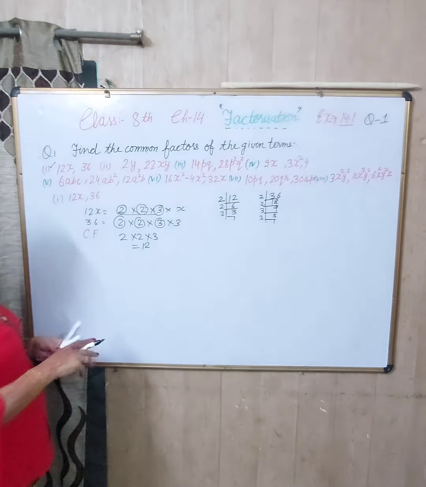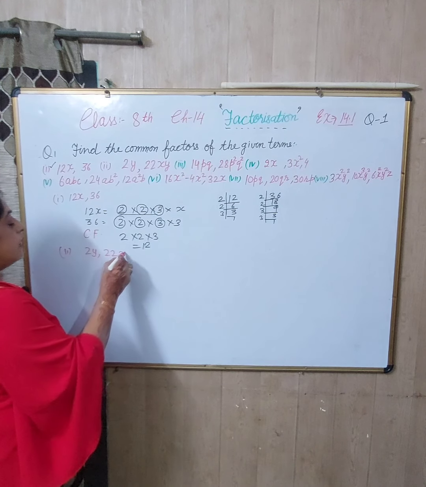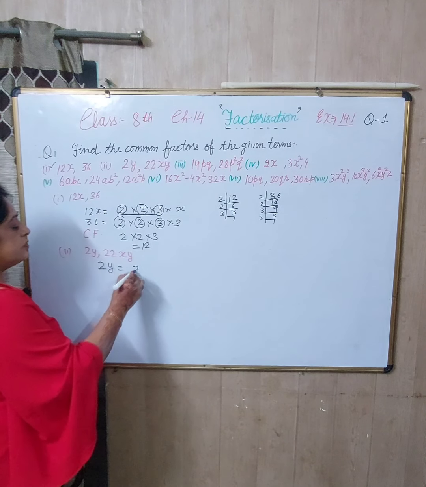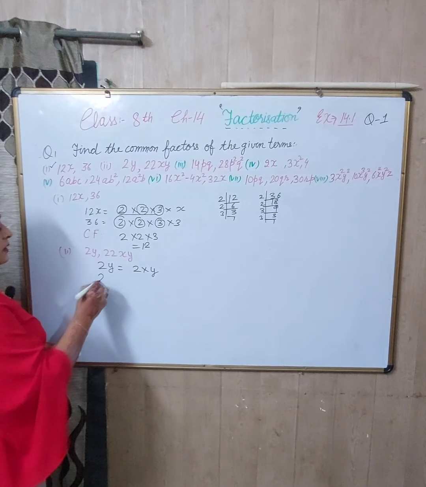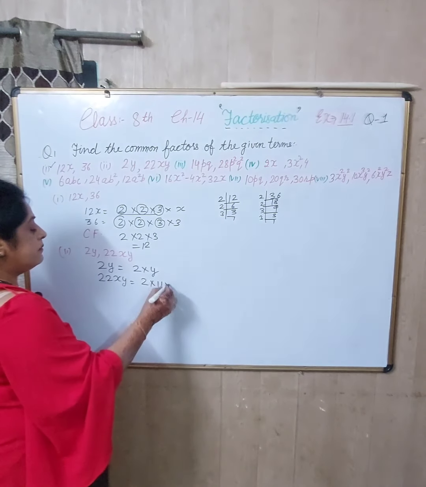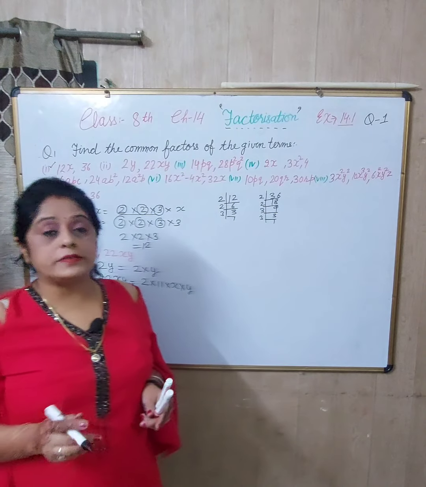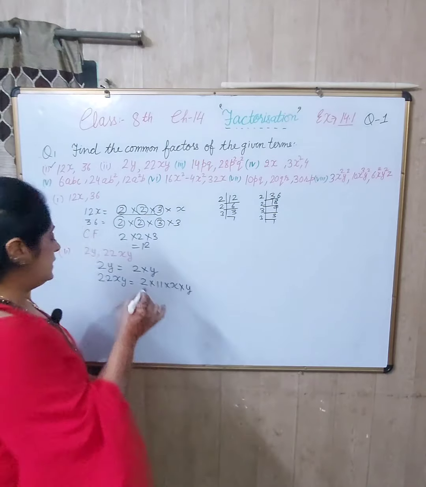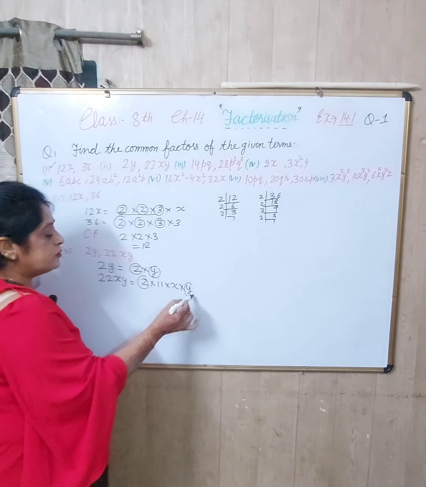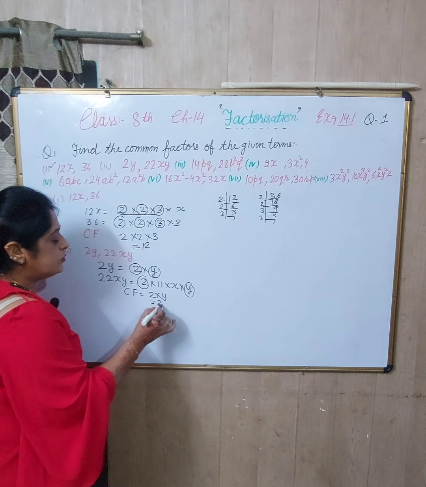Now second part, 2y and 22xy. How can you write 2y? 2y you can write as 2 multiply y. 22xy is 2 multiply 11 multiply x and multiply y. Now you have to check the common factor which is included in both terms. This 2 is common to both and y is common to both. So your common factor will be 2 multiply y, equal to 2y.